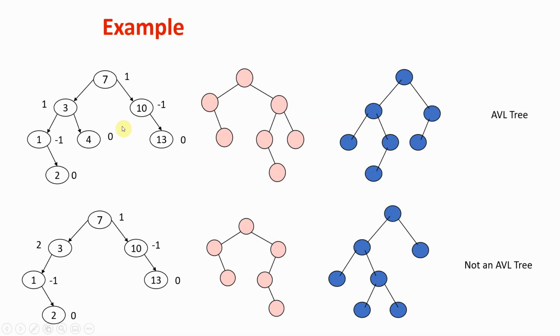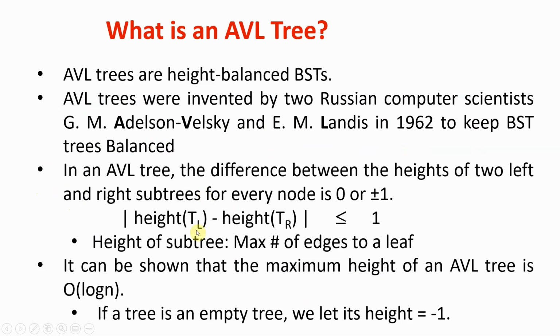So let's look at these 6 examples right here. Let's look at this one. What is the height of the left subtree for this leaf? It's 0. What's the height of the right subtree? It's 0, right? The difference between them is 0. This term, the height of the left subtree minus the height of the right subtree, we call the balance factor for every node. Not the absolute value of it, but just the actual value.